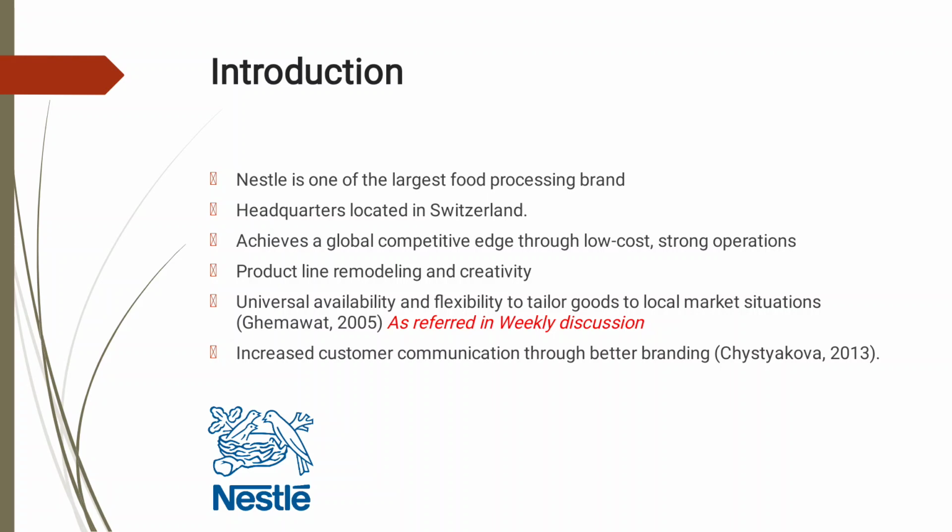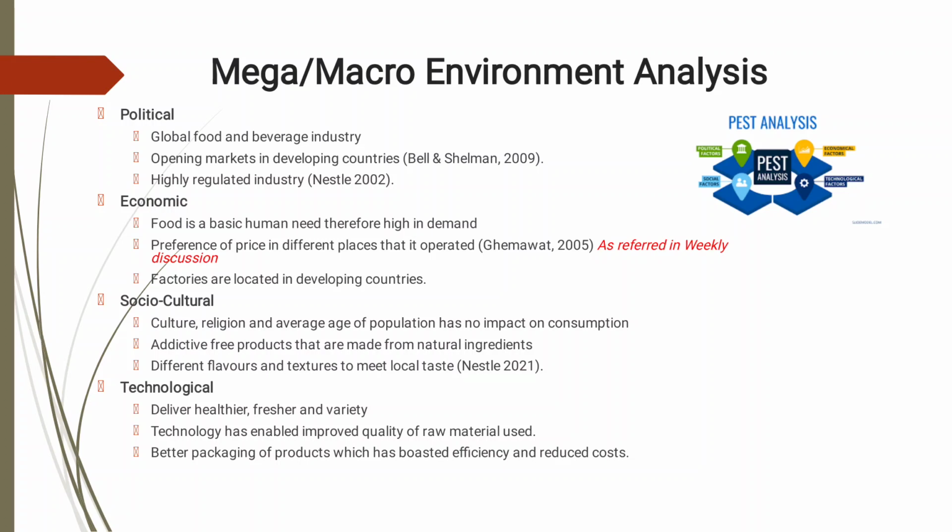If we talk about the mega environmental analysis, there are four major parts: political, economic, social culture, and technology. If we talk about the political, in the global food and beverage industry, opening markets in developing countries provides employment for the developing countries, because in developing countries labor cost is low, like in Pakistan, India, Nepal, Bangladesh. And Nestle is in a highly regulated industry.